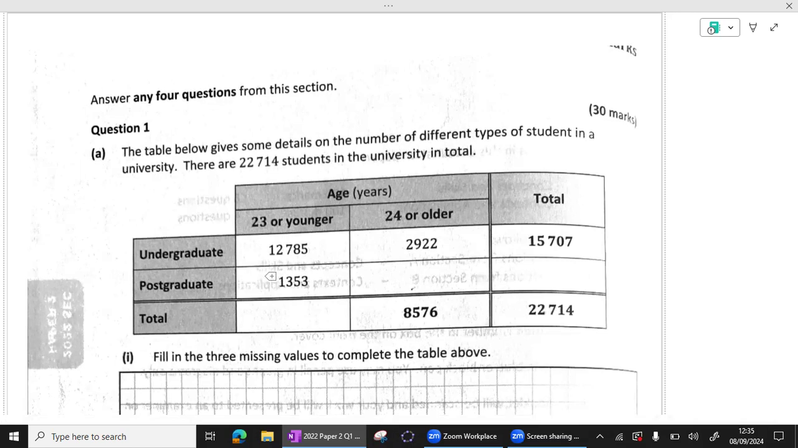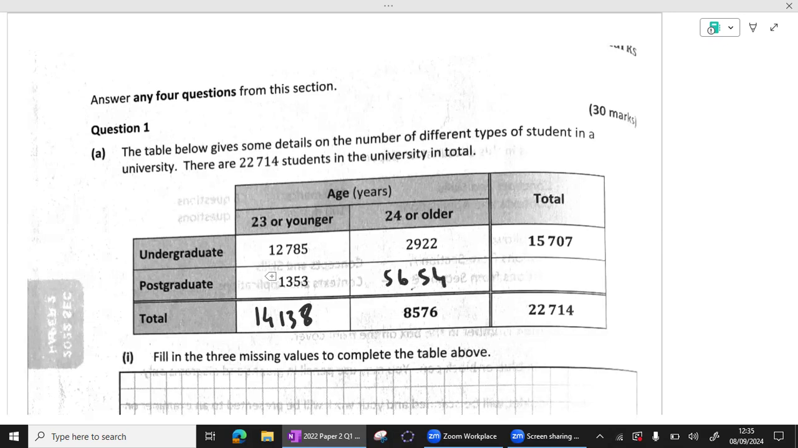So 12,785 adding on to 1,353. So I'm getting 14,138. Then, in the next one, I'm missing the postgrad section, so I'm going to do the total 8,576 minus 2,922. And that gives me 5,654.